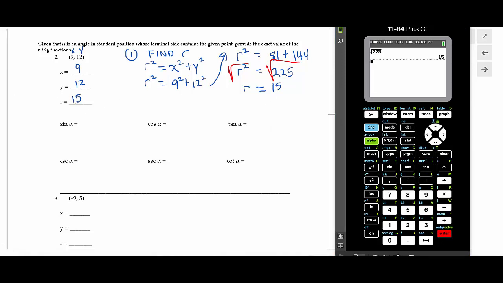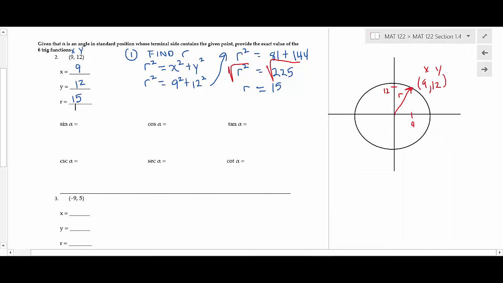Now, since you have x, y, and r, you're ready to put together your ratios. Let's start by doing the sine is y over r, the cosine is x over r, tangent is y over x. It's important that you get those memorized as fast as you can. Then the cosecant is r over y, just the reciprocal of the sine. The secant is r over x, and then the cotangent is x over y.